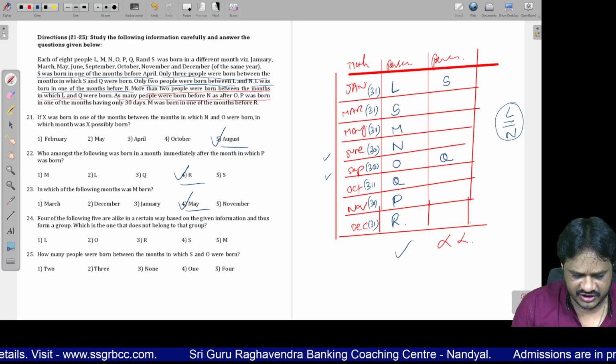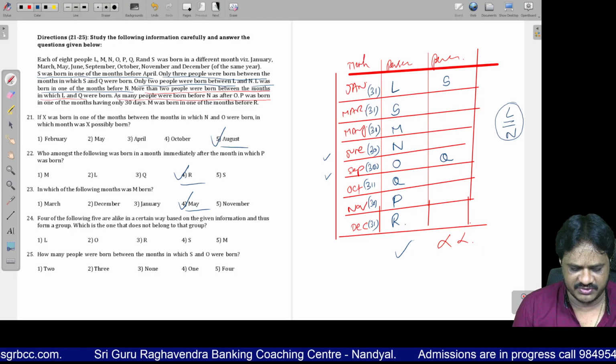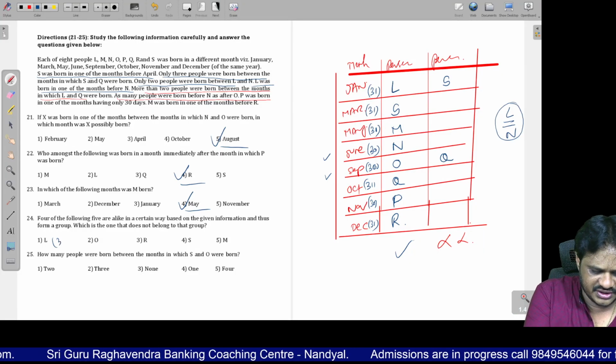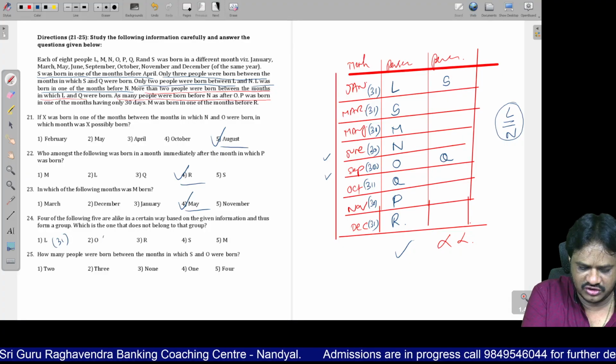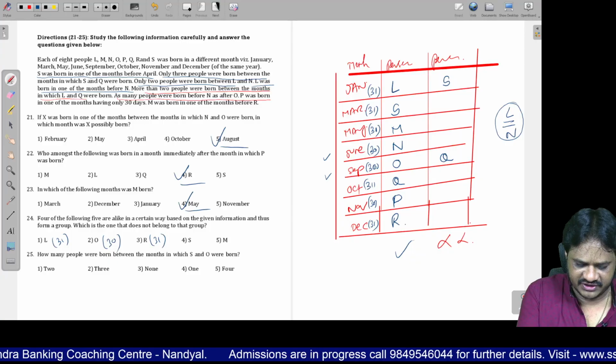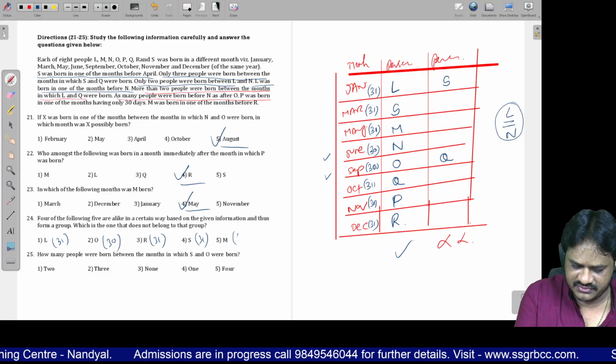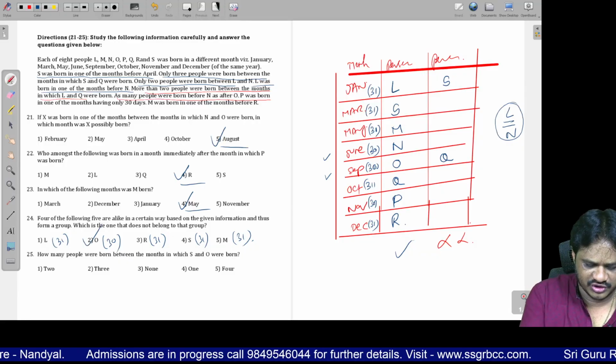4 of the following 5 are alike in a certain way and hence form a group. Which is the one that does not belong to that group? So L, it is 31 days. O, it is 30 days. And R, it is again 31 days. S, it is 31 days. And M, it is 31 days. So O is the odd one out.